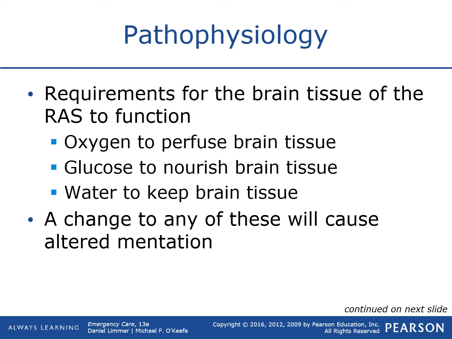Second one is if you don't have enough glucose, then you won't have good mentation, because the brain takes an incredible amount of glucose to actually work properly. It uses up to 20% of your entire body's glucose supply goes to your brain. So if you do not have enough glucose in your bloodstream, you're going to have altered mentation happen very quickly. The last thing that you need is water. So if you are dehydrated, then you are going to have some altered mentation. So any changes to any three of those key elements in our body, and we're going to have altered mentation.